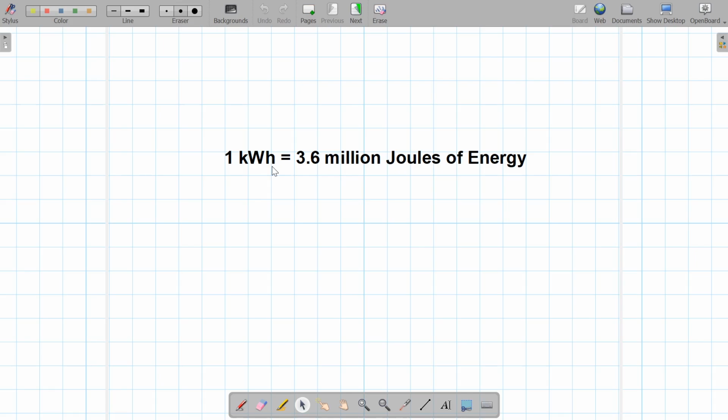To be specific, 1 kilowatt hour represents 3.6 million joules of energy. So in other words, let's say you use 2 kilowatt hours of energy. That means that you use a total of 7.2 million joules of energy. So keep that in mind. That's what kilowatt hour means. It's a unit of energy, not time.